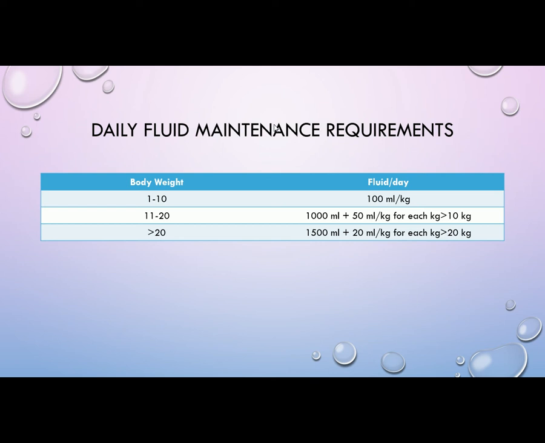So we're going to multiply that by 20 milliliters per kilogram, right? So we're going to multiply it by 20, and that's going to give us 304 for that 15.2, right? So we're going to add that 304 to your 1,500, and that's going to give you 1,804 milliliters of fluid. That's going to be the maintenance requirement for this child.